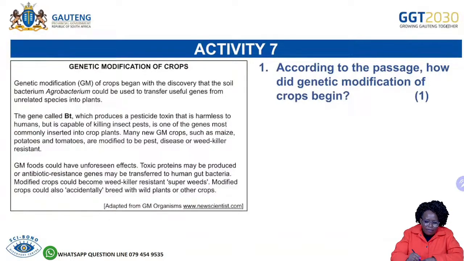GM foods could have unforeseen effects. Toxic proteins may be produced, or antibiotic resistant genes may be transferred to human gut bacteria.